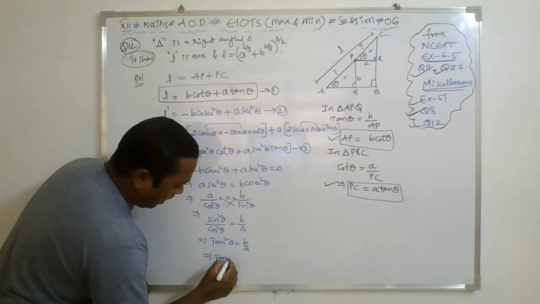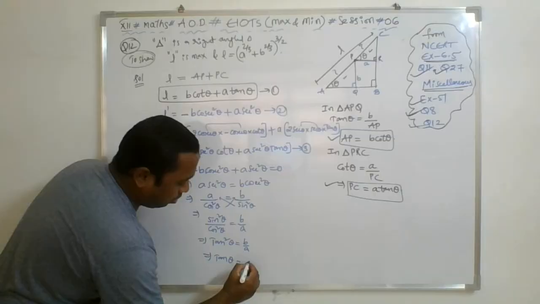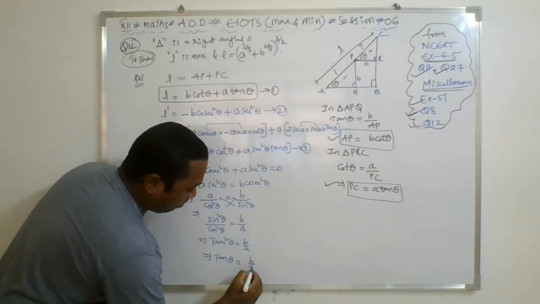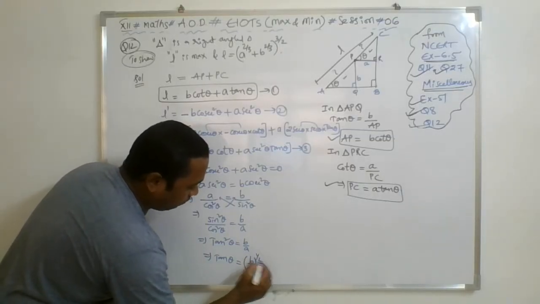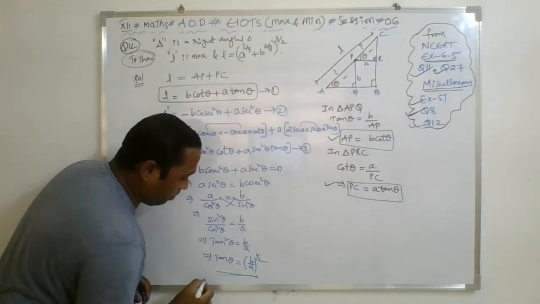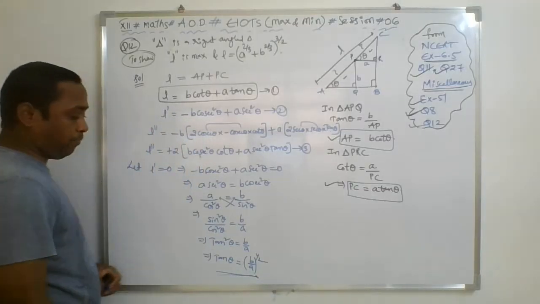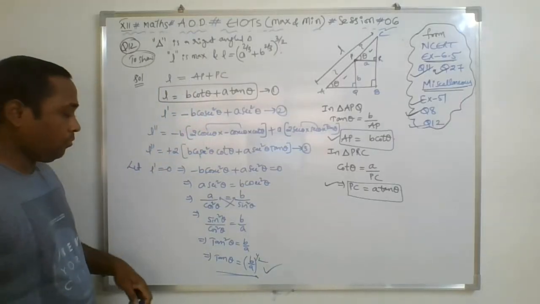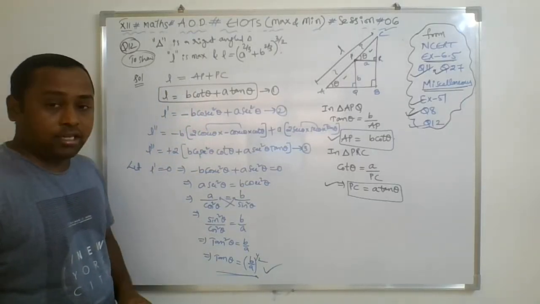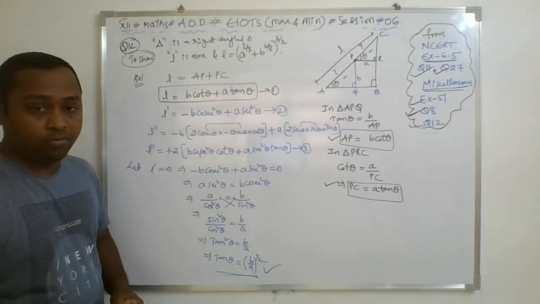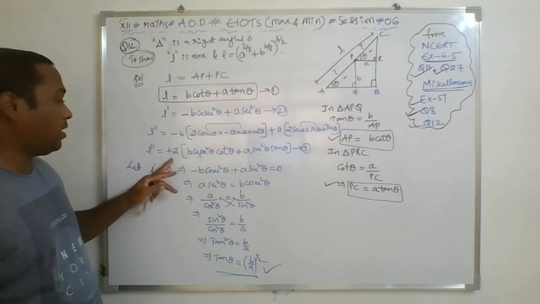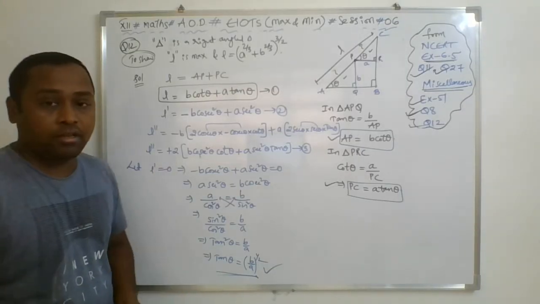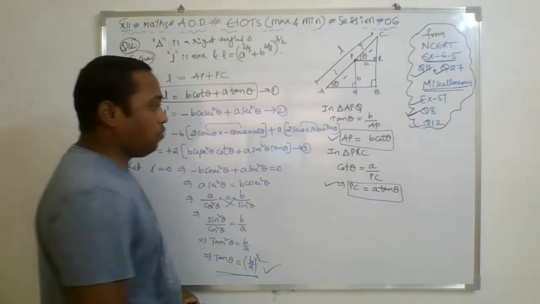Tan theta is equal to under root of b by a, that is, b by a whole to the power of 1 by 2. Positive only because theta is an acute angle. So I got a critical point over here. Now at this critical point I have to prove that the double derivative, L double dash, is something. That is still to be proved, and we will do it now.